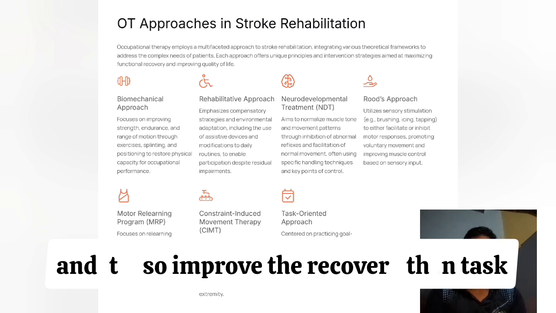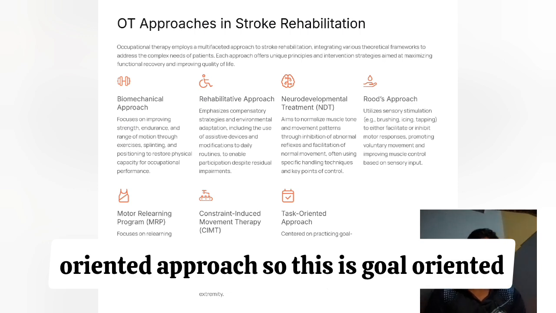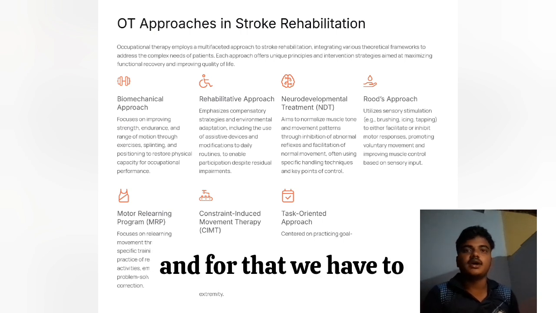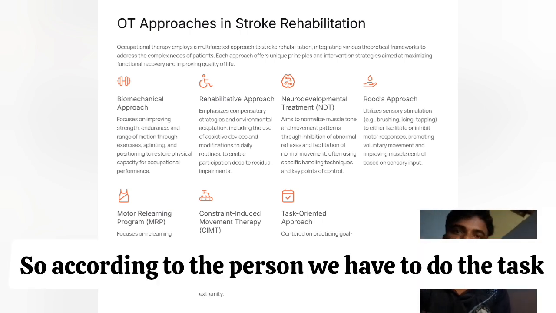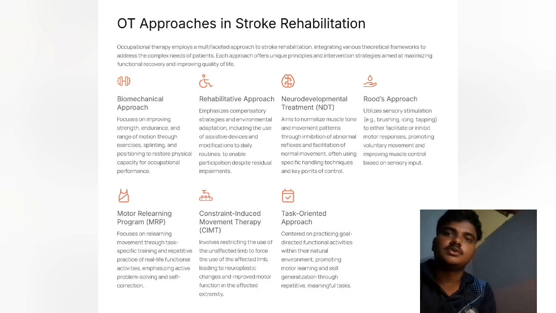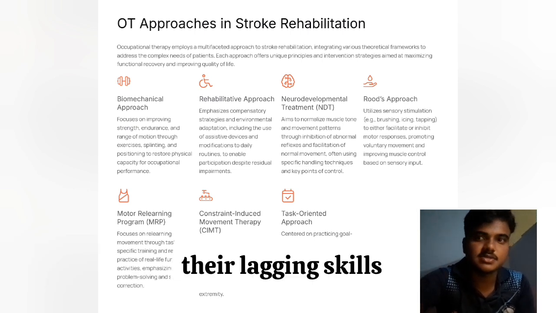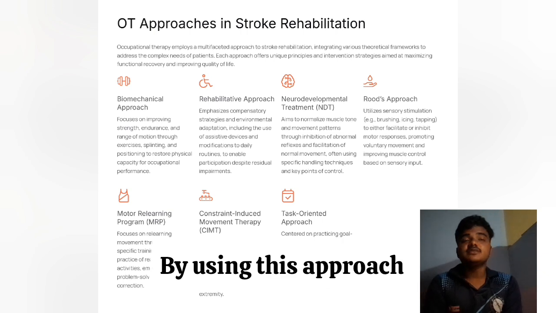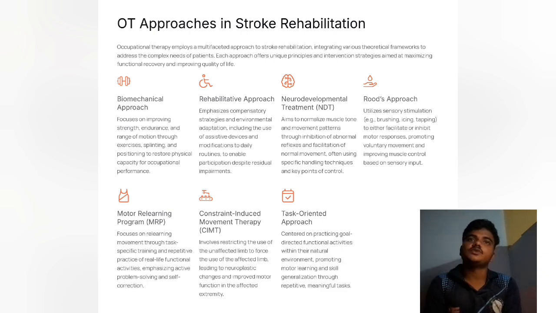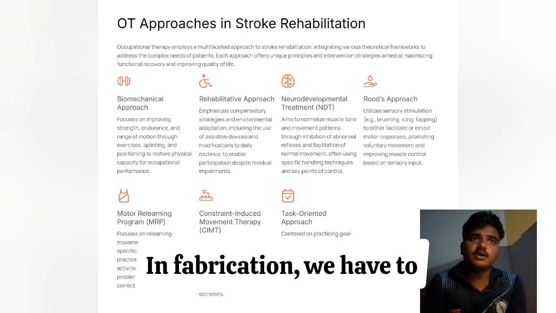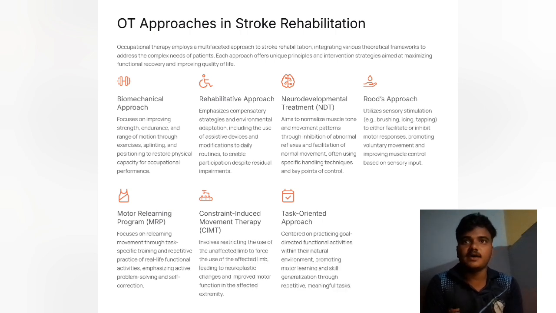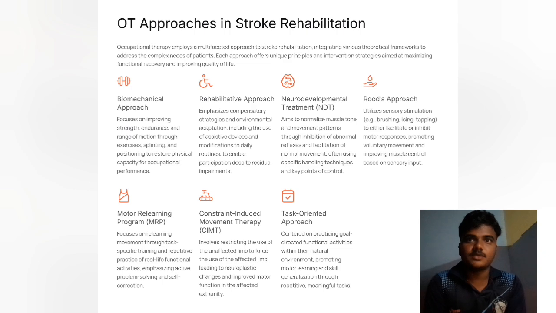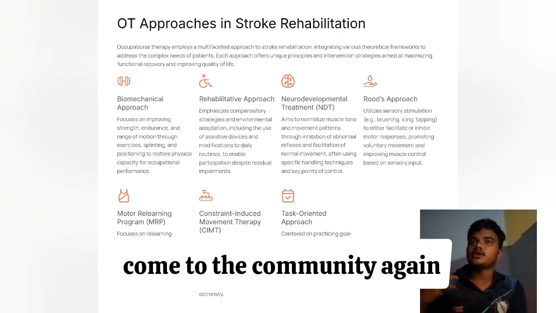Then the task oriented approach. So this is goal oriented. Their functional activities should be measured, and for that we have to select tasks. According to the person, we have to do the tasks that improve their lacking skills. That is the task oriented approach. By using this approach, we are going to rehabilitate the person. In rehabilitation, we have to minimize the assistance of the person and increase the independence of the person, so they can come back to the community again.